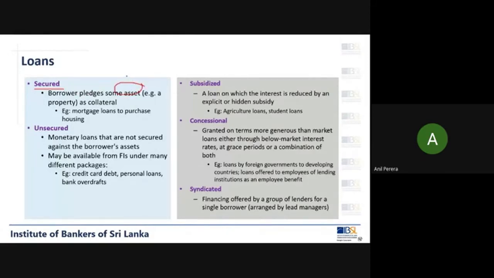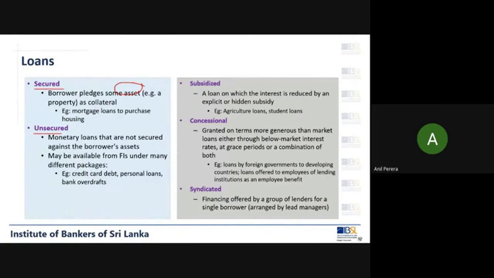You keep a property, you keep a moving asset, likewise a car, or you keep a fixed asset like a house or a land to borrow. The bank is having a kind of a security in the case of a default of this loan. Unsecured loans are mostly monetary loans that are not secured by any asset.